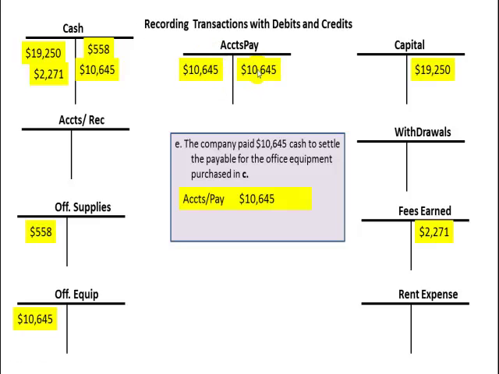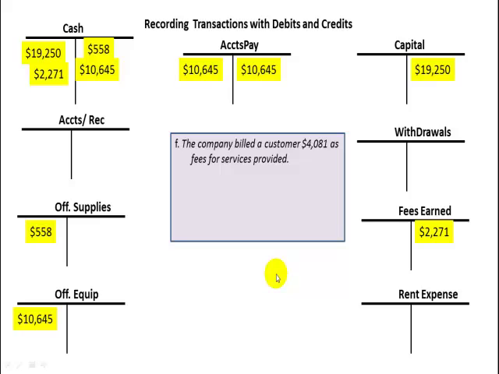And here's the journal entry, a debit to accounts payable. By the way, the debits are always first. You always do debits first and then indent a little bit and put a credit. So we've got a debit to accounts payable and a credit to cash for $10,645, and now we're ready to go on to F.